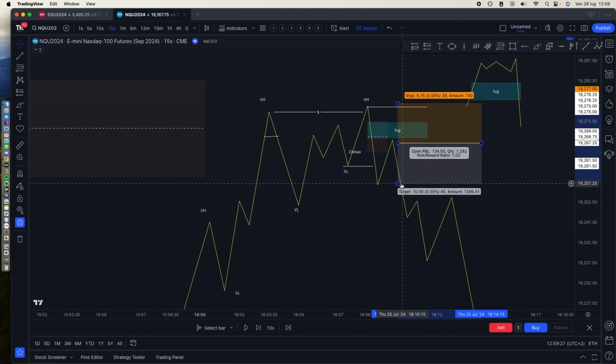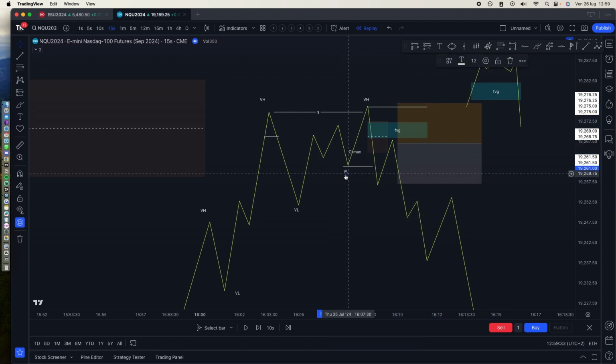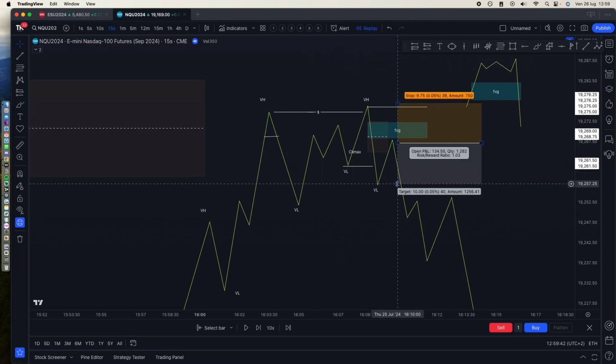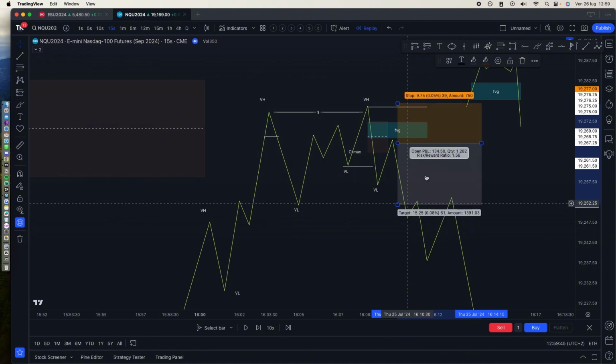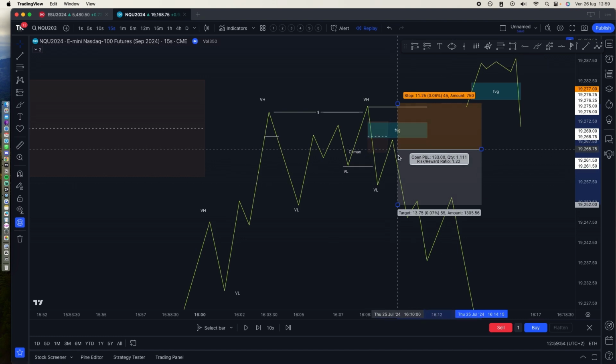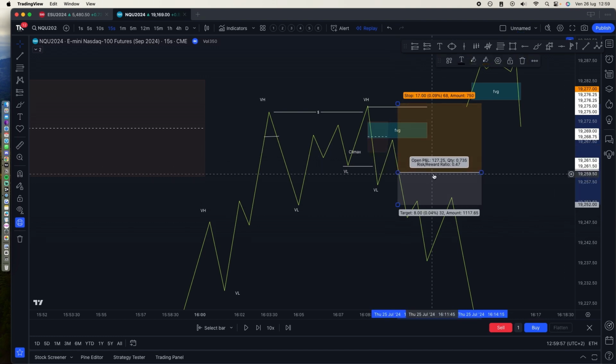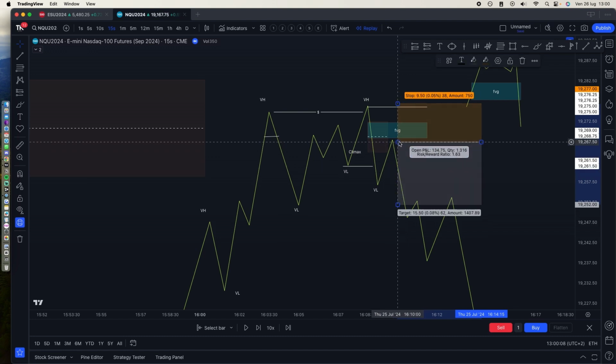The take profit is on the recent value low or the new value low created. It could be this one or this one, so 1 or 2. No matter what, be careful of the risk to reward ratio. If we have a risk to reward ratio of less than at least 1 to 1 or 1 to 1.5, there is no reason to trigger.